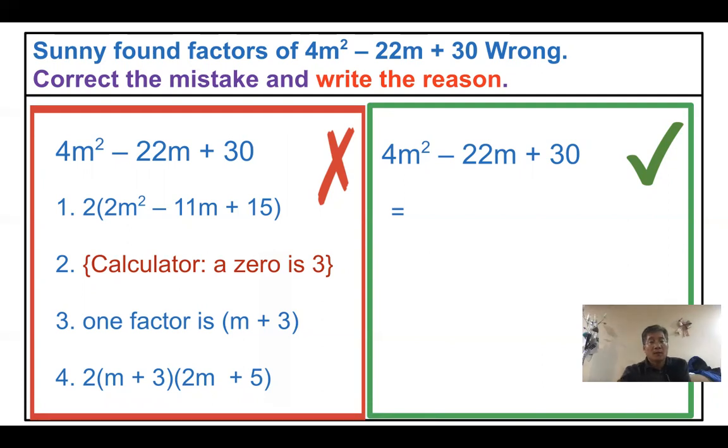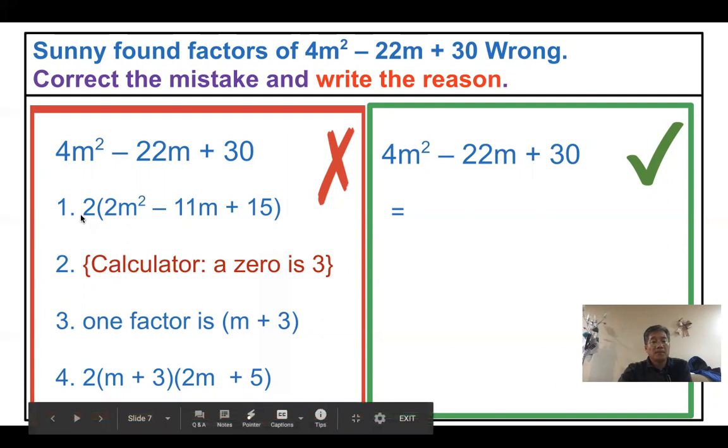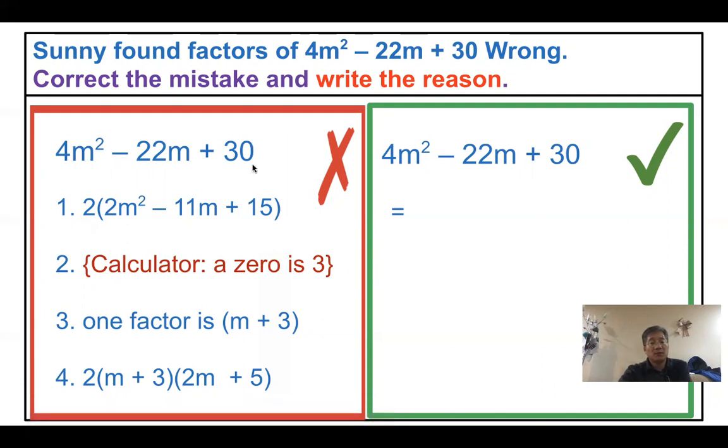first step, among all three terms, you see they are all even numbers. So 2 is common. And then 2 times 2m squared is 4m squared. 2 times minus 11m is minus 22m. And 2 times 15 is positive 30. Perfect. Good.